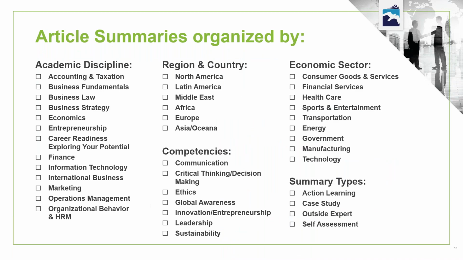So currently we organize the article summaries on the site by these areas. And so these are all the areas that you can narrow down your search when you're looking for summaries to use in your classroom. We've got the academic disciplines, you can see that list there, the regions, again, the competencies, the economic sector, and then the summary types.